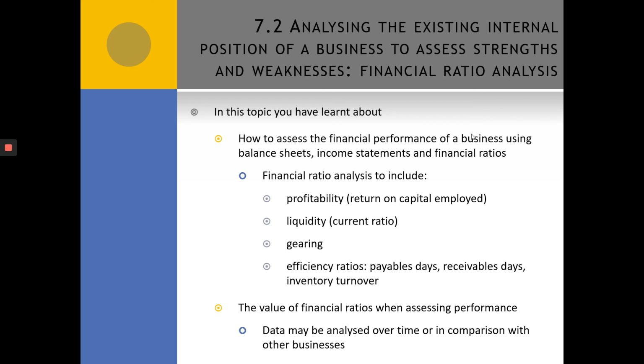Okay, so I'd just like to sum up what we've been looking at. So over the last couple of lessons, we've been looking at businesses assessing their financial performance, and we've looked at a couple of documents, the balance sheet and the income statement, and how we can draw information from those in order to calculate some ratios. We've looked at profitability, liquidity, gearing and efficiency ratios, and also we've looked at the value of these when we're assessing performance over time.